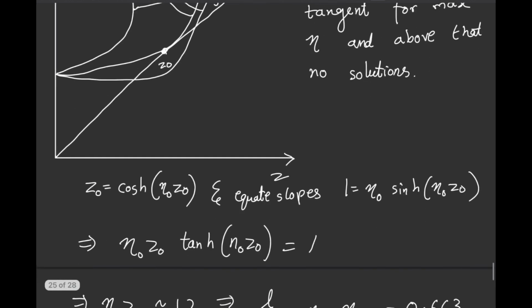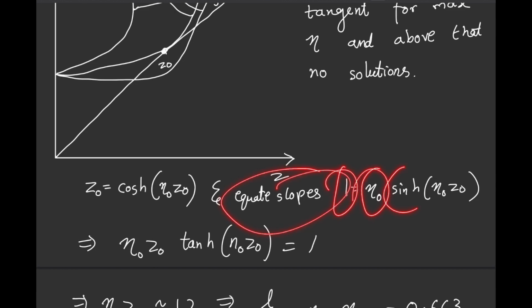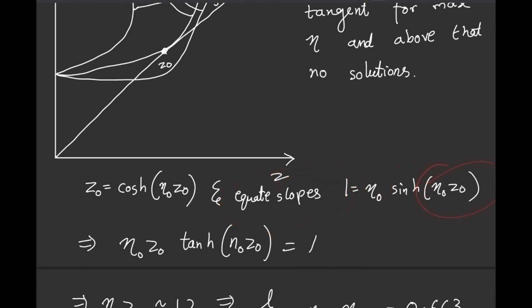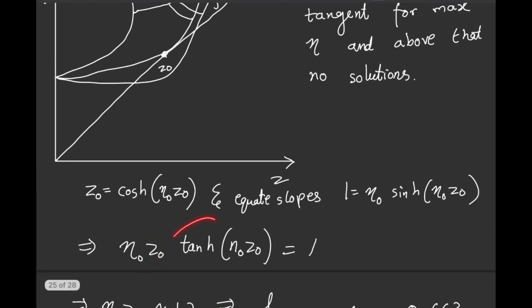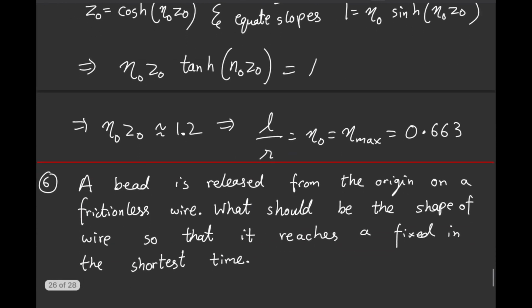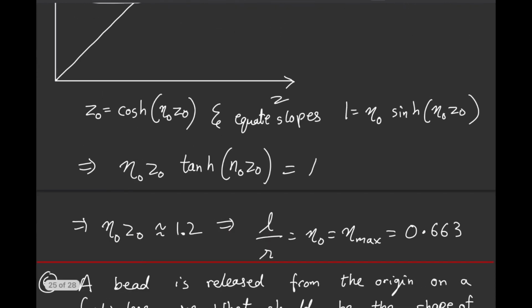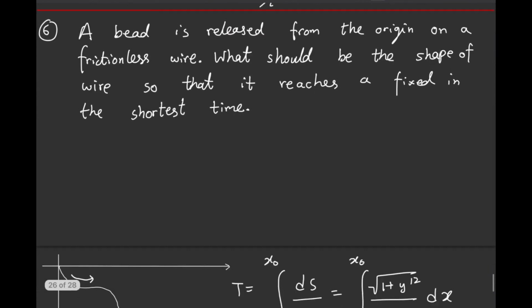So we also equate slopes to get 1 equal to eta naught sinh(eta naught z0), and dividing both of them we just get eta naught z0 tanh(eta naught z0) is 1. This has to be solved by Desmos or something, because it is pretty hard solving by hand. I have solved it using Desmos, and you get L by R eta naught maximum value to be 0.663.